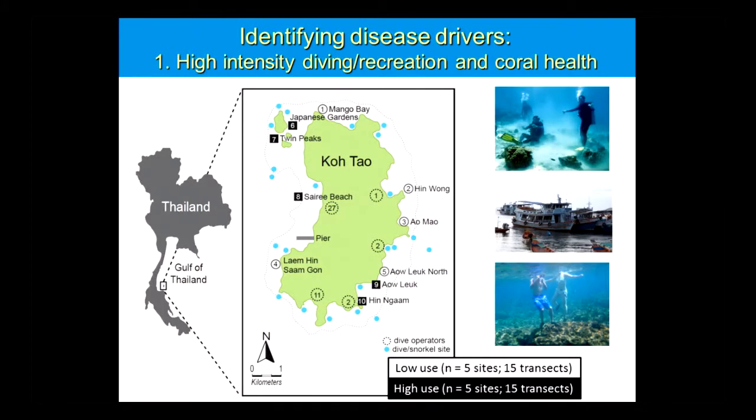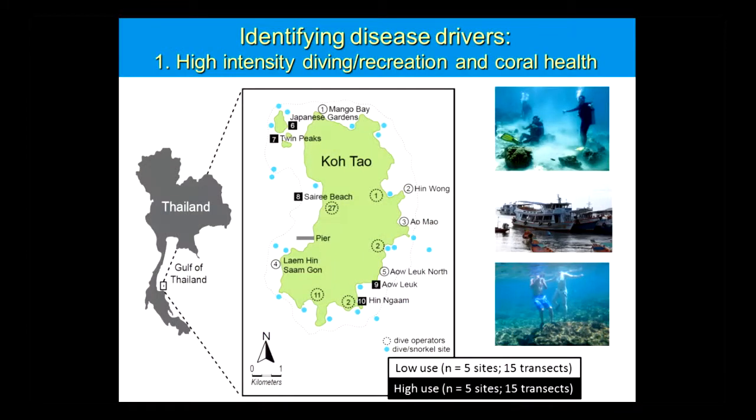In this study, we looked at the level of disease between high-use sites here in the black squares and low-use sites in the white circles at 10 sites around Koh Tao. Now, what I want to say is that Koh Tao is probably the most popular spot to learn to dive in the world. There are some 50 dive operators that work in a very small area, about 2 square kilometers around the island. But you can see here that the dive boats do raft up, and you do get quite a huge concentration of divers in very small areas.